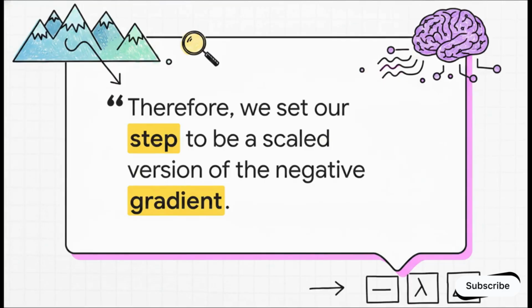Which brings us to the master equation. Your new parameter position equals your old parameter position minus the learning rate scaled against the gradient. It's an incredibly elegant, simple equation that governs every single step down that mountain.